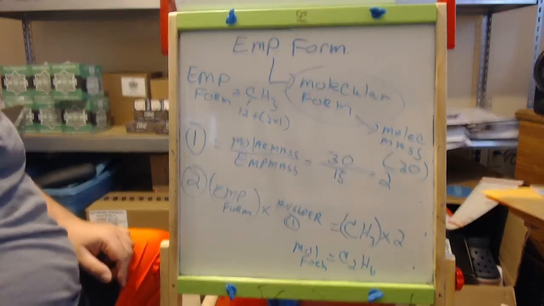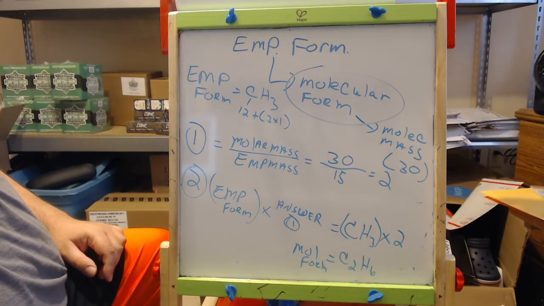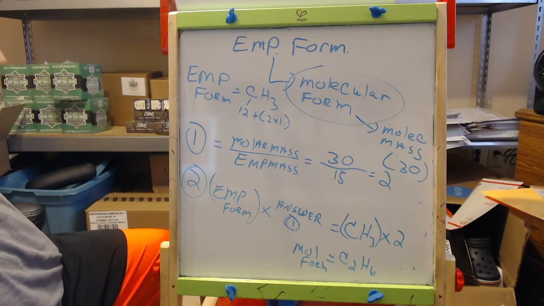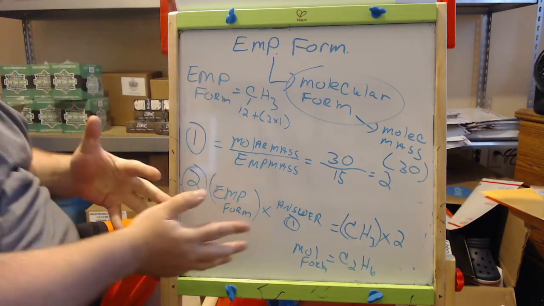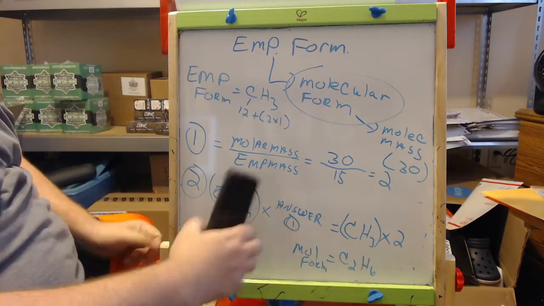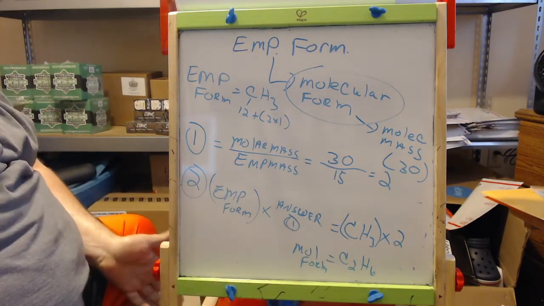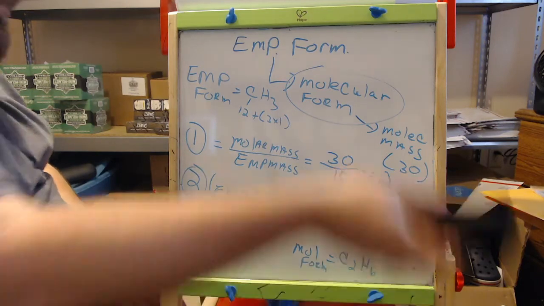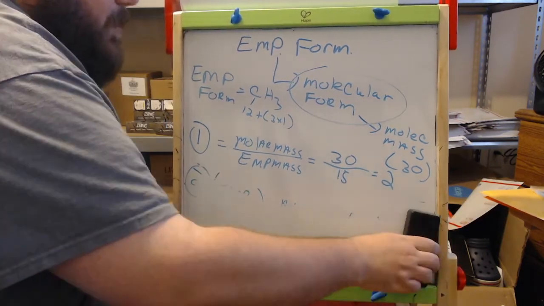All right. So the first 4 steps get you to your empirical formula. The next 2 steps get you from your empirical formula to your molecular formula. All right. Any questions on what we did today?